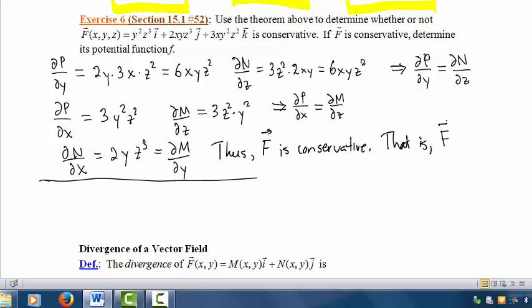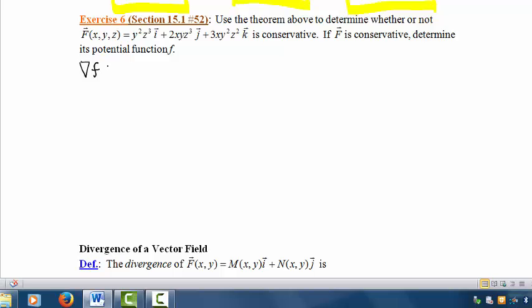That is, capital F equals the gradient of lowercase f for some potential function it's called. But how do we find this lowercase f? We do this by integration. I don't have a whole lot of space here, so I'm going to have to erase. The gradient of f is f_x i plus f_y j plus f_z k. Those would have to match, and those would have to match, since in this case, the gradient of lowercase f equals capital F.